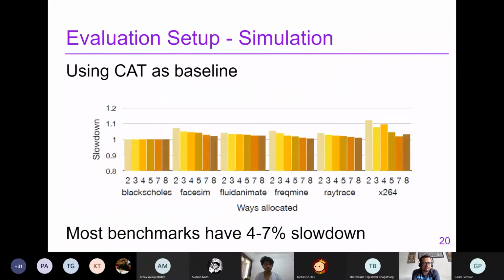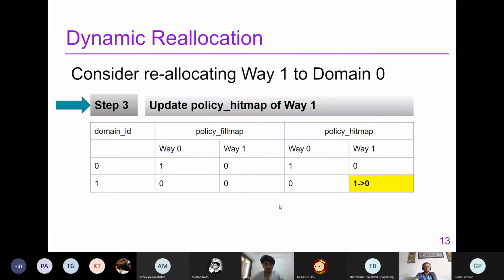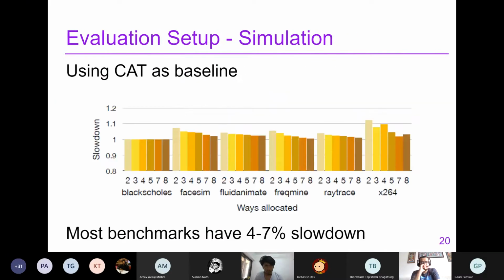And so now moving on to some of the evaluation setups. Basically, they've used CAT, which was the industry policy, as their baseline for measurement. One more thing that we should mention is that they have this dynamic reallocation, but when to do it and how much to allocate has not been mentioned in this paper, and they have left it as future work. So all of the simulations are done for various ways allocated, and it isn't dynamically allocated as is promised.